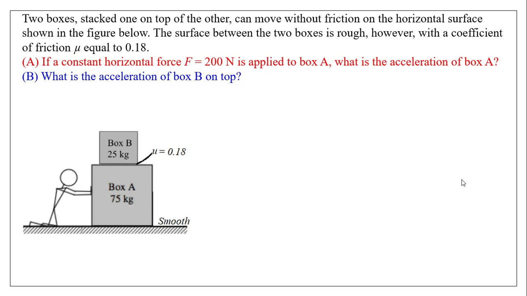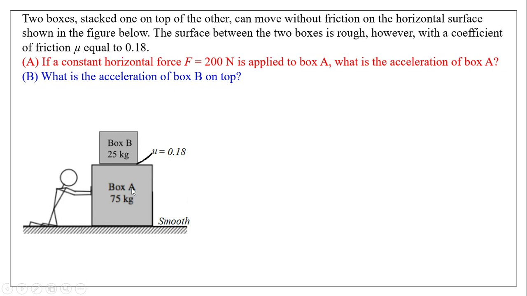Alright, so in this particular problem, we have a stack box system here. It says two boxes stacked on top of the other can move without friction on a horizontal surface as shown below. And this is the surface between the two boxes. It's rough, however, with the coefficient of friction mu, which is equal to 0.18.